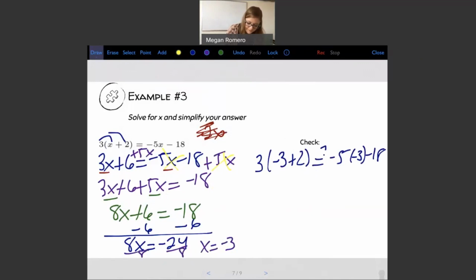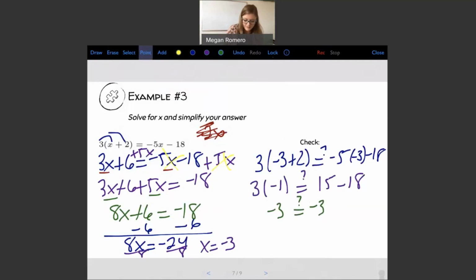Okay. So on the left-hand side, we do what's in the parentheses first, following order of operations. On the right-hand side, we have multiplication. -5 times -3 is +15. And so now what we have on the left is 3 times -1 is -3. And does this equal 15 minus 18? $15. Somebody demands 18. You're going to be $3 in debt. And so in this case, we got -3 equals -3, which is a true statement.